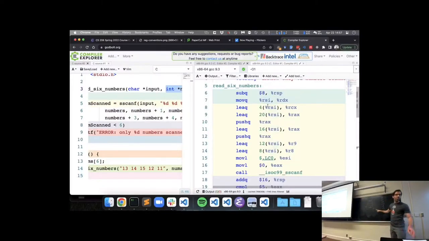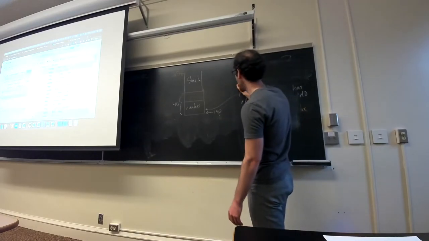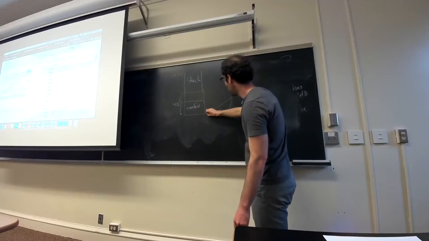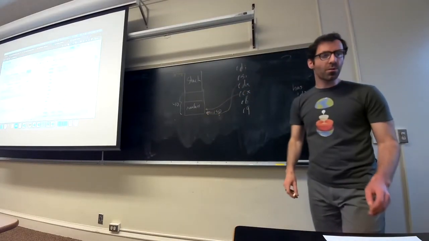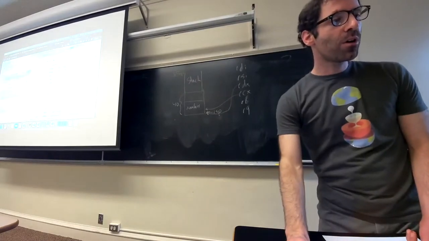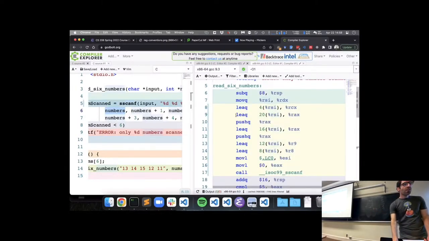We also moved RSI to RDX, and RSI was RSP. That's what main passed in. So our RDX points to that first element of the array, and this is matching up. Our third argument to scanf should be the start of the array. Our fourth should be the second element in the array.